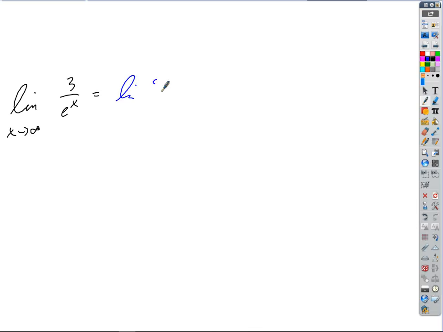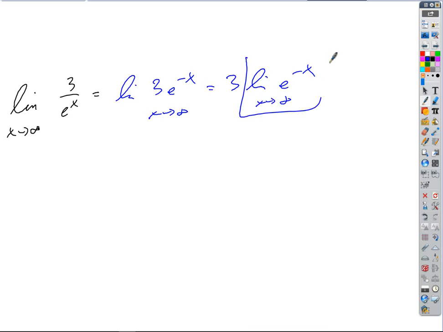That's just 3 times e to the negative x. We don't even have to do it, but that's how it matches the form we just talked about, right? What do we do with the 3? Bring it up front, good. So then we get 3 times the limit of e to the minus x as x approaches infinity, and that's one of our limits that we just talked about. What's that? Goes to 0.